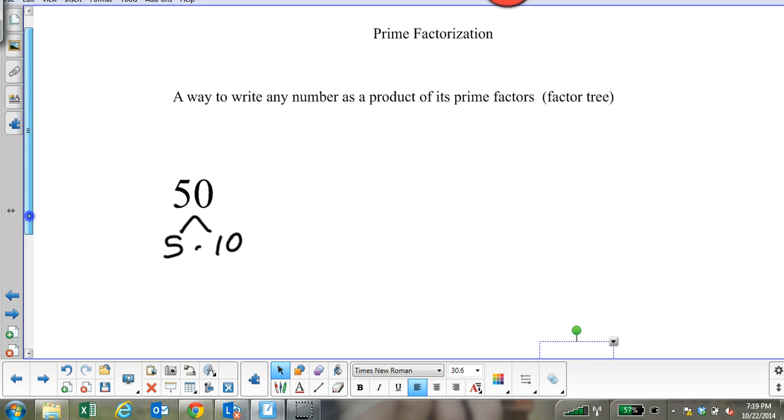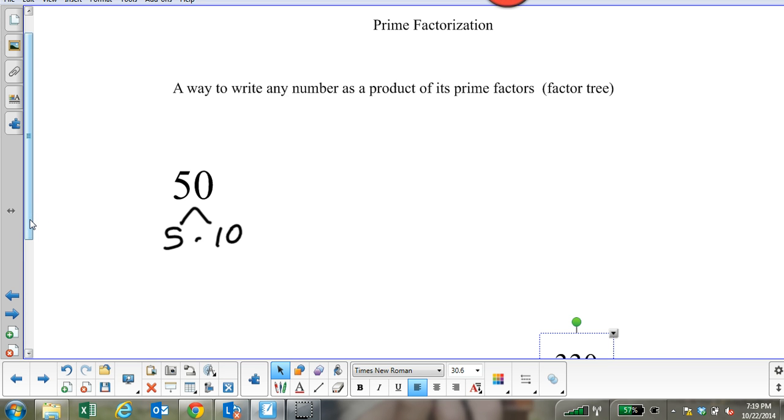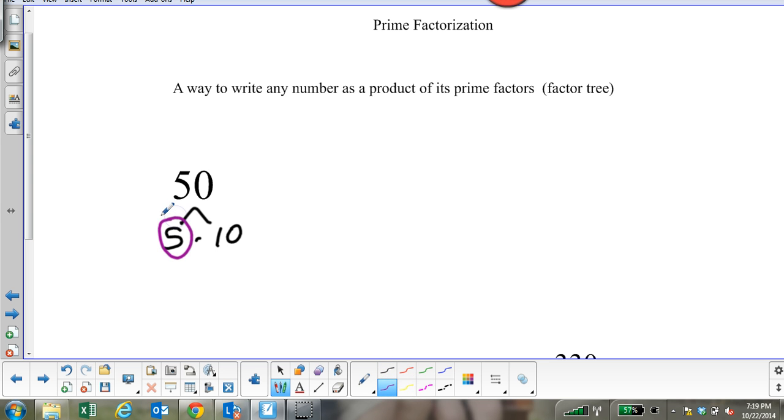And then we remember that once we get down to a number that is prime, 5 is prime. It can't be split up into different factors. So we circle that. You don't really have to, but a lot of us would have done that. 10 we could split up into 5 times 2 or 2 times 5. As a general rule, I will always write them from least to greatest. And 2 is prime.